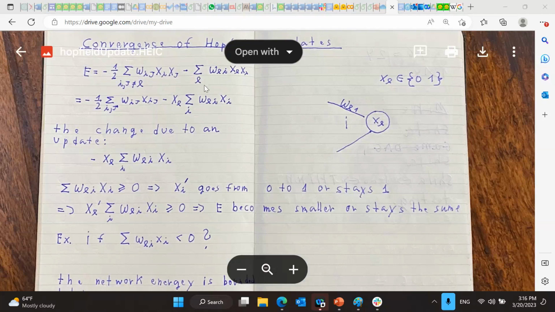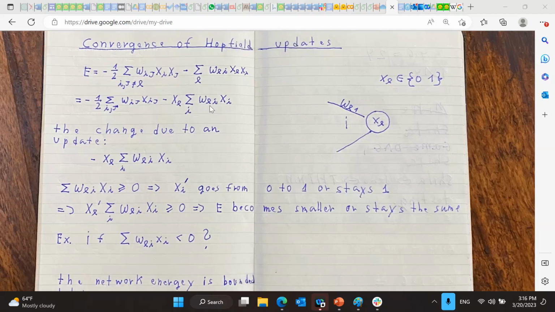Therefore, I chose L to be the neuron that I'm picking, and I separated the energy into the rest of the energy, which is not changing, and the part of the energy that has to do with the neuron that I'm updating. And now all I have to determine is whether my change to the energy is monotonic. In this case, it's going to be monotonic decreasing.